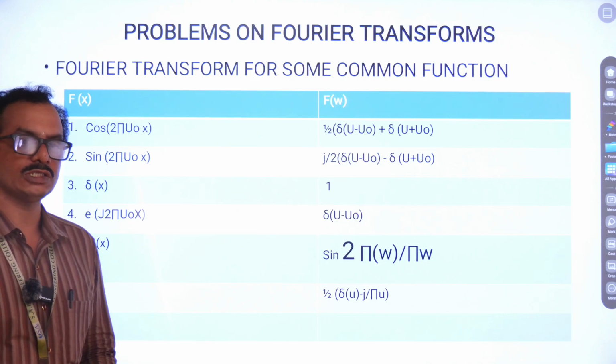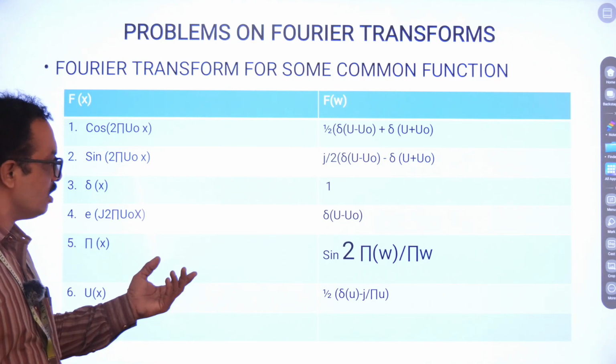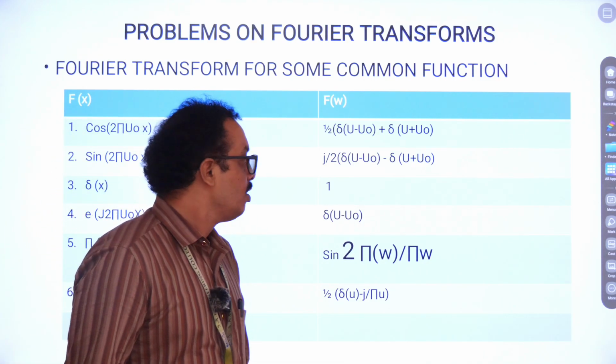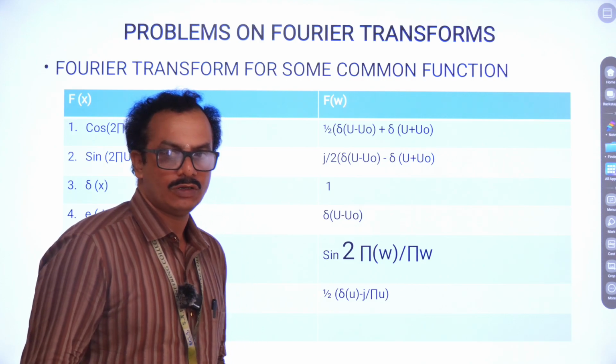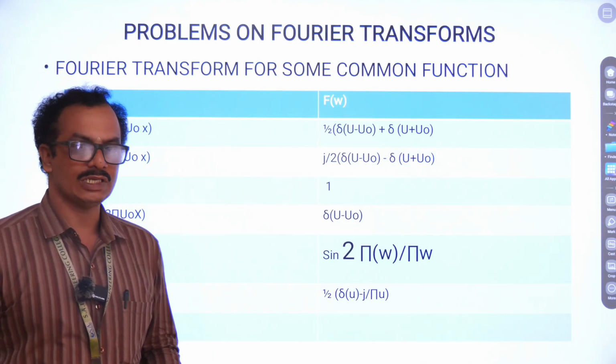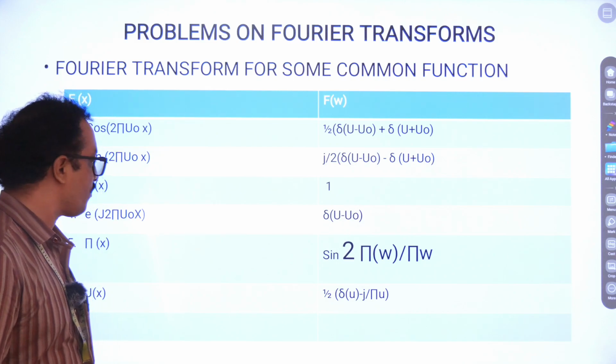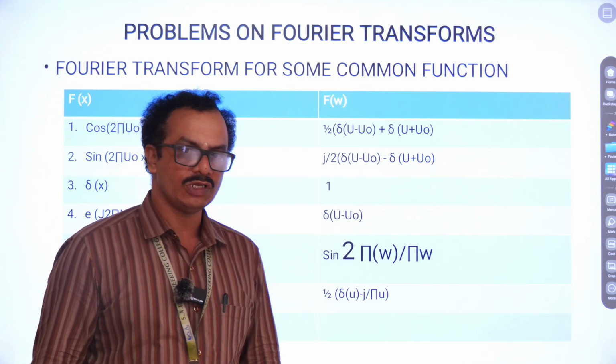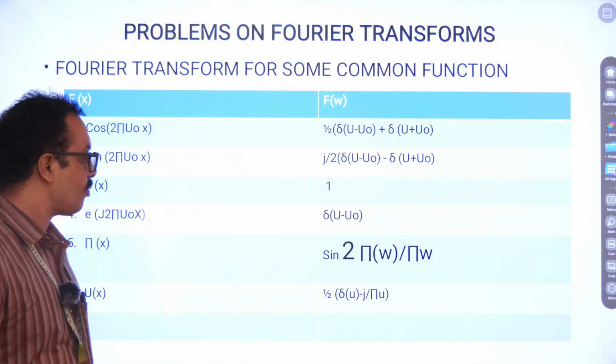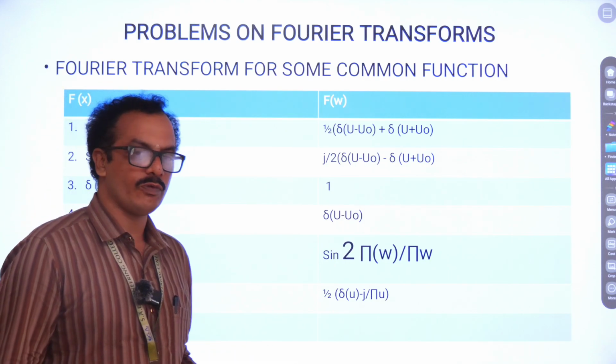Similarly, the Fourier transform for sin 2 pi u naught of x is j by 2 into del of u minus u naught minus del of u plus u naught. Similarly, for the impulse signal, the answer will be 1. For e power j 2 pi u naught of x, del of u minus u naught is the answer. For pi of x, it is sinc square of omega by pi.